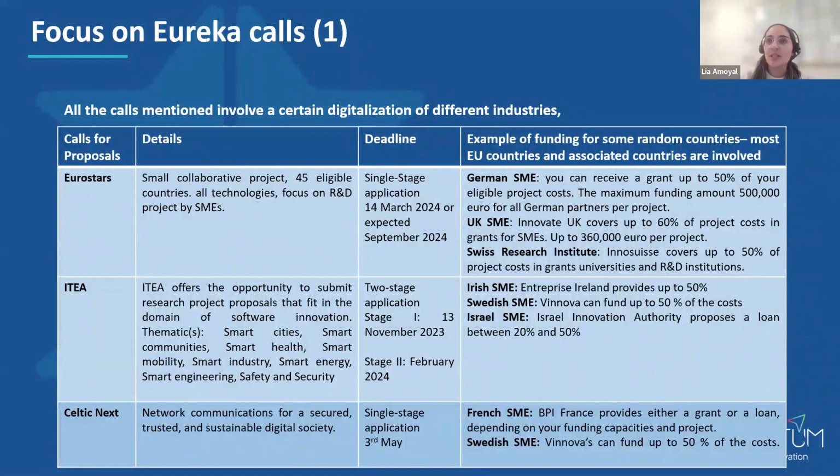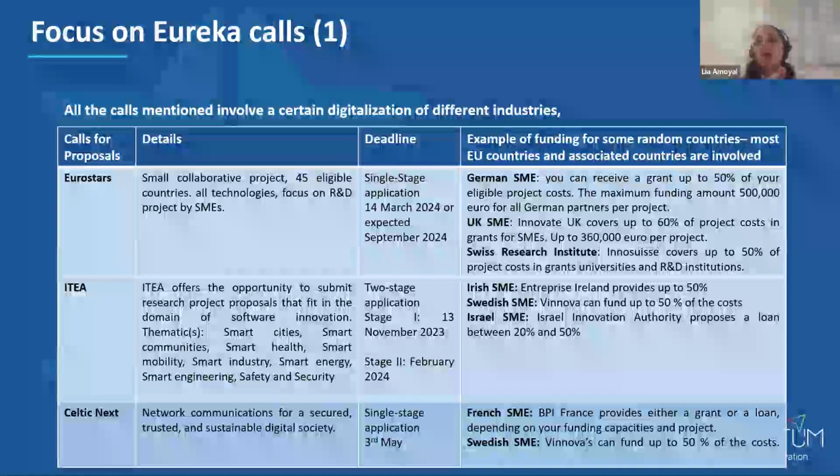You have also, for UK SMEs, for example, funding by Innovate UK: 60% of costs for SMEs, up to 360K euros per project. So very nice. Also, if you are a research institute from Switzerland, InnoSwiss covers up to 50% of project costs in grants for universities and R&D institutions. So you see, it depends on the type of organization. The funding conditions will depend on the type of organization that you are representing, and also the country.